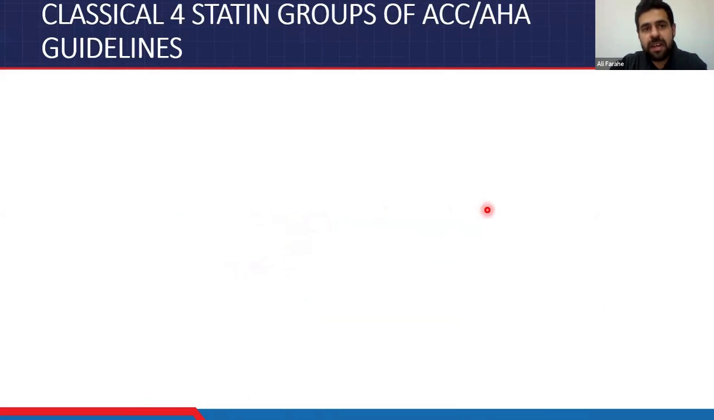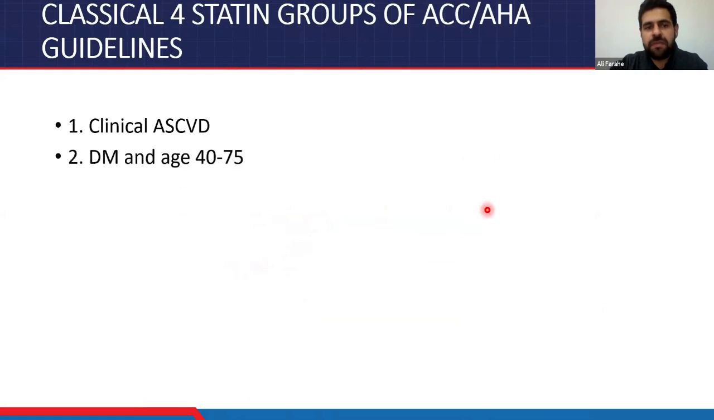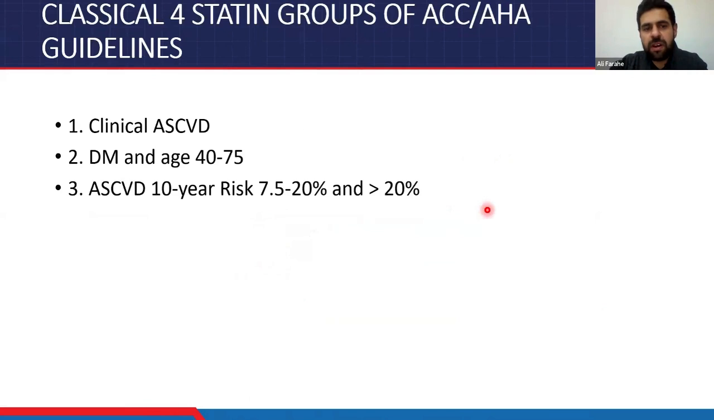Now I'll briefly discuss the classical 4 statin groups of the AHA guidelines, which included patients with clinical coronary or cerebrovascular disease, patients with diabetes and age above 40, patients with atherosclerotic disease risk of more than 20 or between 7.5 to 20% with risk enhancing factors, and patients with dyslipidemia, that is LDL cholesterol more than 190. So as per the ACC guidelines, these 4 groups are the main candidates for statin therapy.